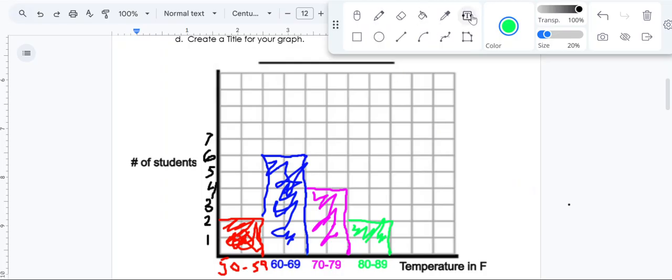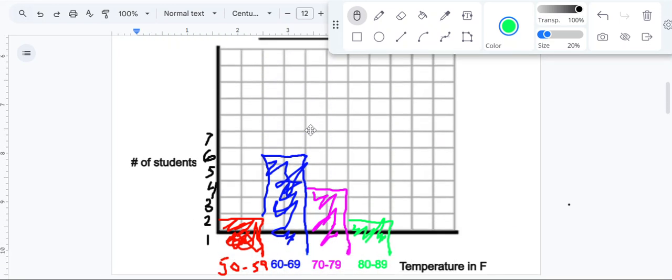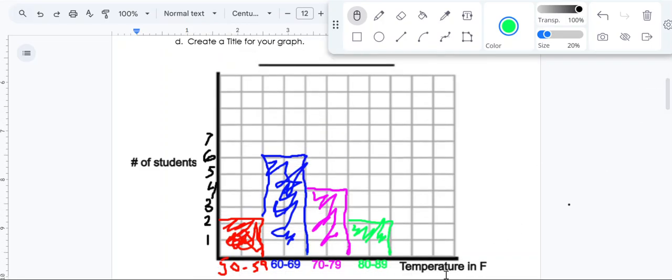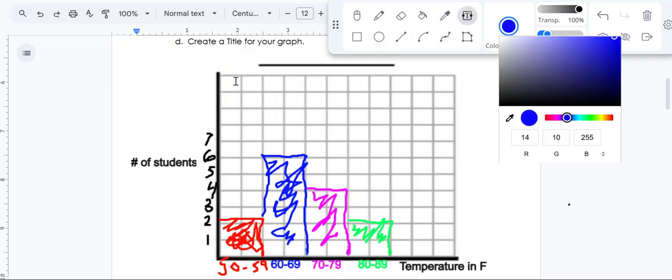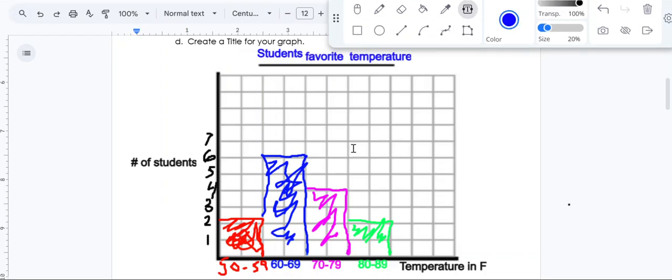What we're missing, though, is a title. We're missing a title up here. So if we look up here, what was our question? Our question was a class response to the perfect temperature. Right? So we always want to put the title on. We always have to label our x-axis and our y-axis, and we always have to have a title. So our title, we could say students' favorite temperature, something like that. So I have my title, I labeled my axes, I have everything good. There's a good histogram, okay?